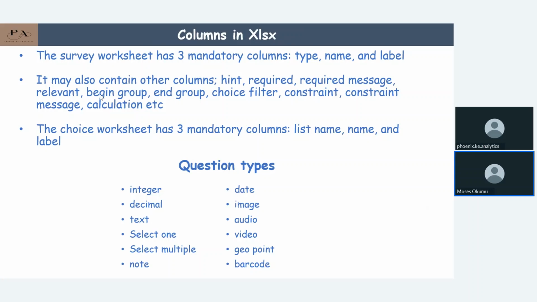So we have several question types when you are doing a survey. Based on the kind of survey that you are doing, or the kind of question that you are asking, you will either ask an integer at one point. Integers are things like 1, 2, 3, like what's your age, how many times do you eat in a day?